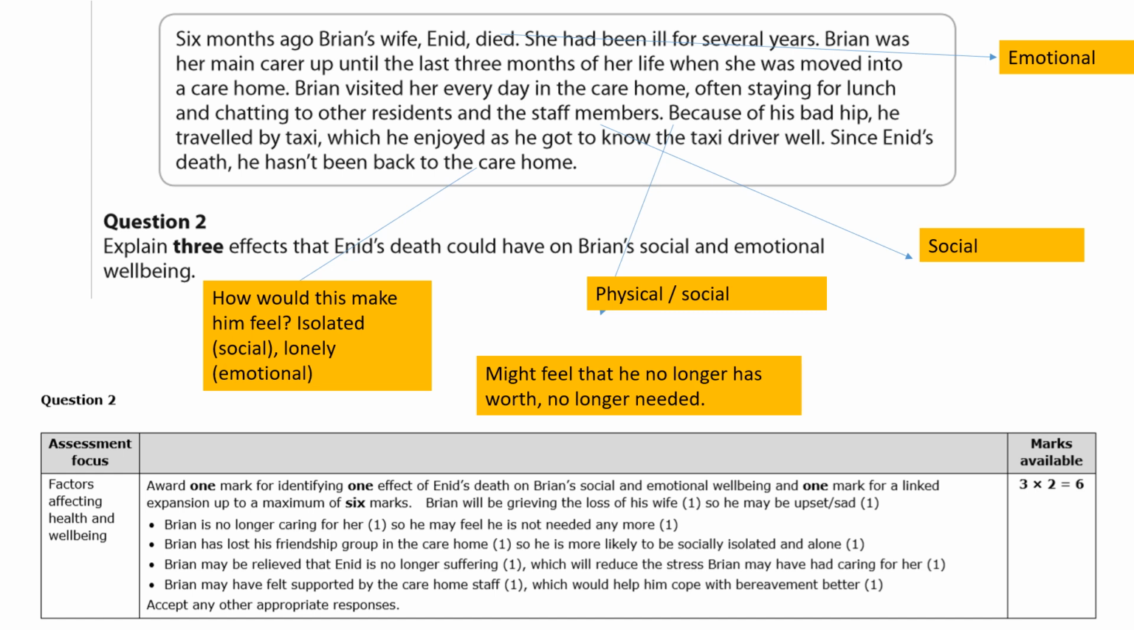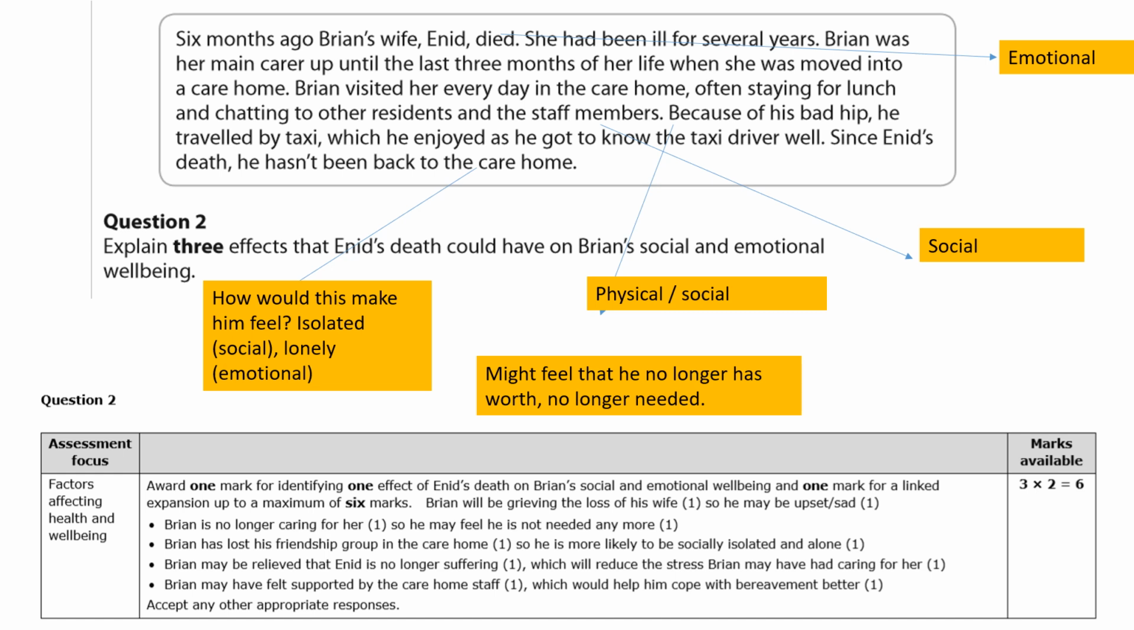So what I did was I started to link to PIES and started to think about the ways in which this could actually affect Brian. The question then asked for explain 3 effects that Enid's death could have on Brian's social and emotional well-being. I've sort of looked that his wife's died, which obviously is part of the question, so we don't need to mention it in too much depth again.